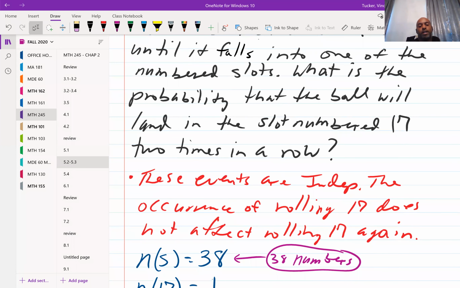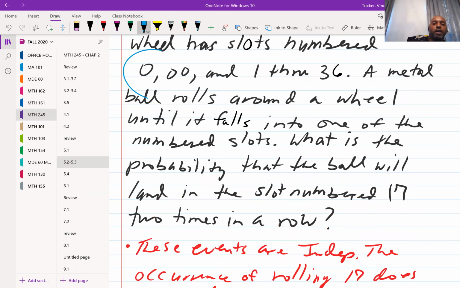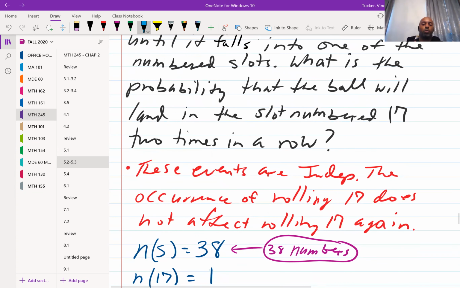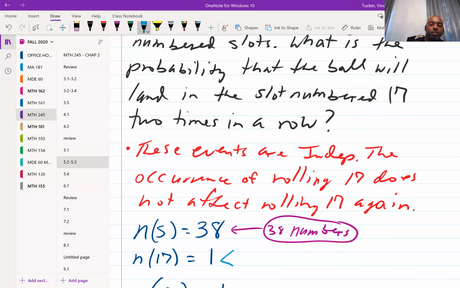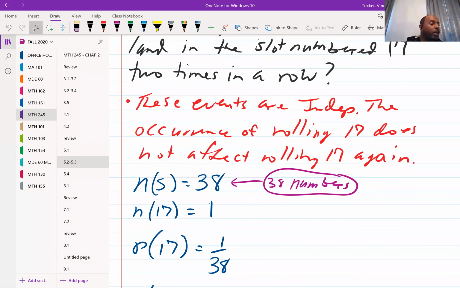So first thing we recognize is our sample space. We need to know the probability of rolling 17 the first time. There are 38 numbers in our sample space. We have 0, 00, and then we have 1 through 36. So 1 through 36 is 36, plus 0 and 00 will be 38. So the total number of options is 38 slots, and then rolling the 17. 17 is just one number. It's one of those 38 numbers. So the probability of rolling the 17 is 1 over 38 or 1 out of 38.